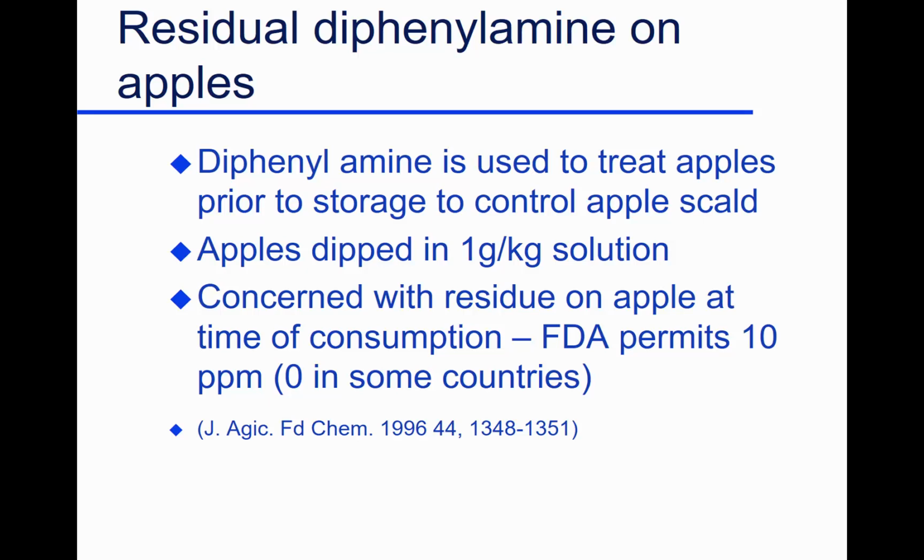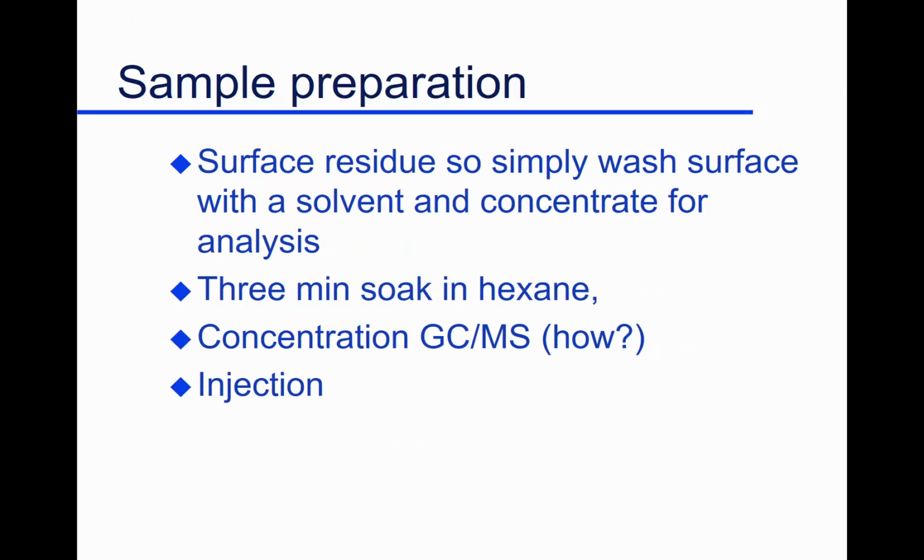And so how do we analyze for that? Is there a residue on the apple? And this is again a fairly simple one. It's a surface residue, so it is going to be on the surface of the apple. So we can put the apples into a solvent. The solvent will extract off your diphenylamine, and you concentrate it, so you evaporate some of the solvent so we can concentrate our compound a little bit more.